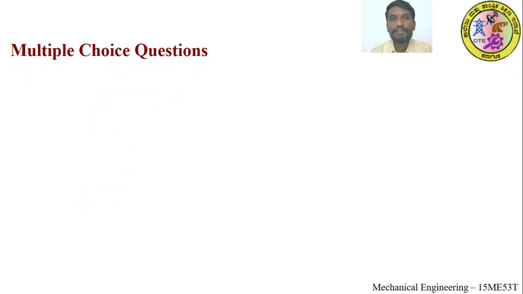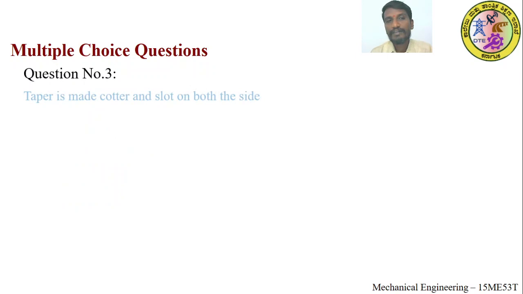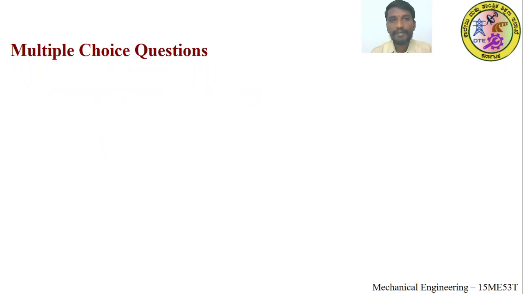Then come to question number 3. Taper is made on quarter and slot on both the sides. But in the theory I mentioned sometimes both the sides, but normally they will not be used. Then it is only single side. Then the statement of both the sides is false. Only one side has been provided. Then the key answers are: question number 1 A, question number 2 C, question number 3 B.